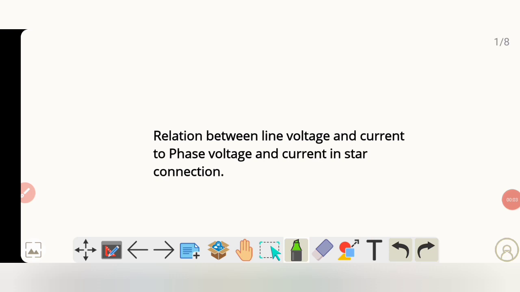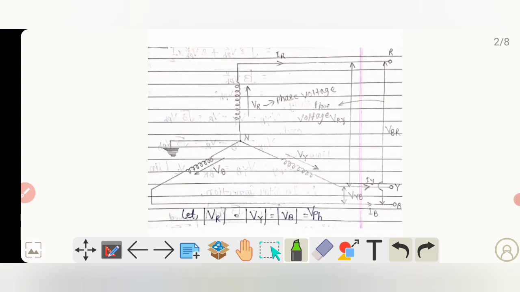Good morning everyone. In this video lecture, we are going to discuss the relation between line voltage and current to phase voltage and current in a star connection. In the previous video, we discussed the star connection and delta connection. Now, as you can see here, this is the star connection.